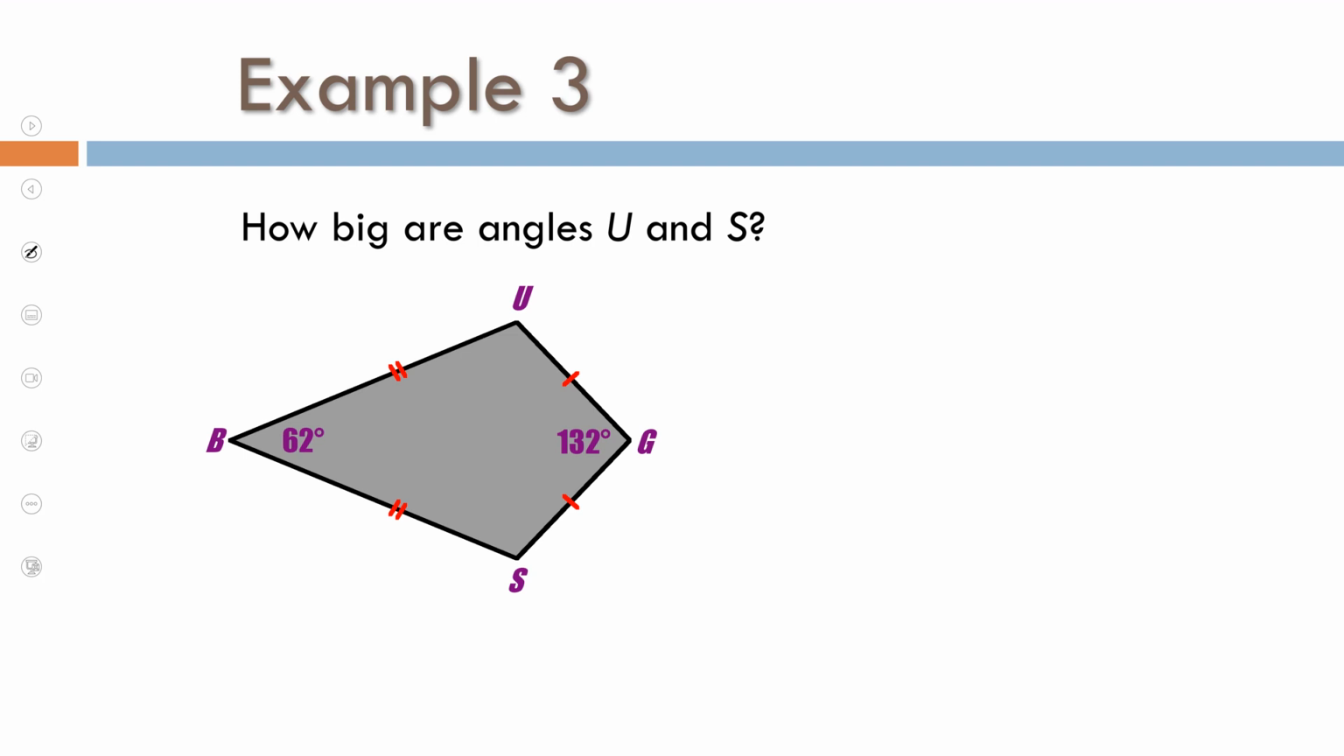Okay, so if I was solving the problem, I'd introduce a variable here. I'd say that's x, and then do 2x plus 62 plus 32 is equal to 360, because it's still a quadrilateral. Solve, blah, blah, blah, answers.